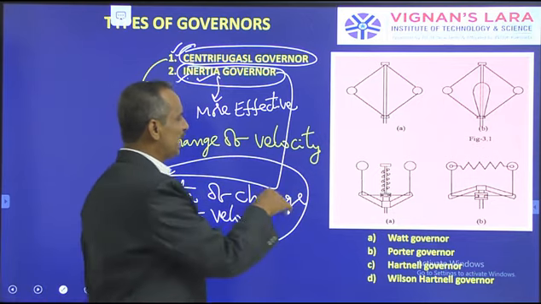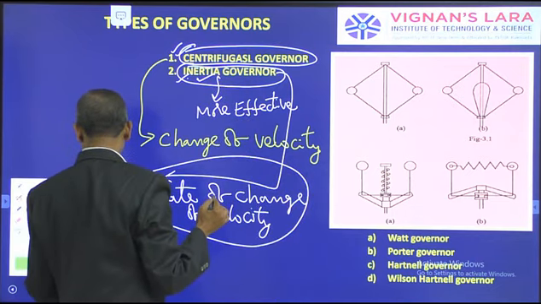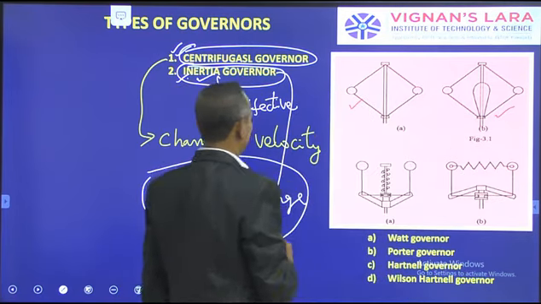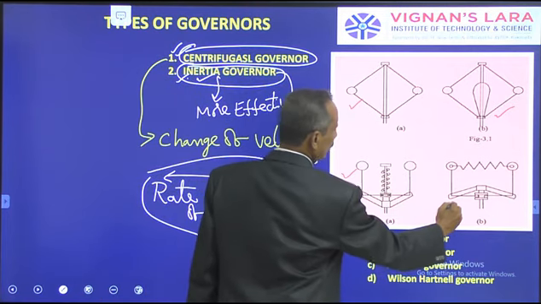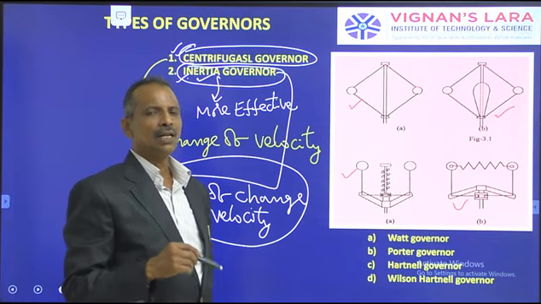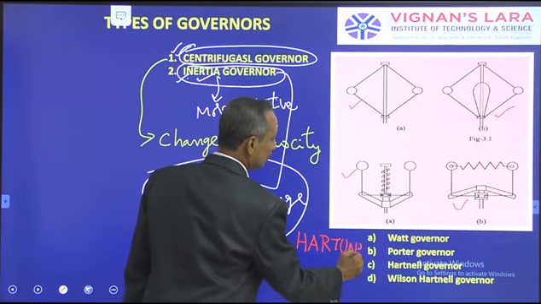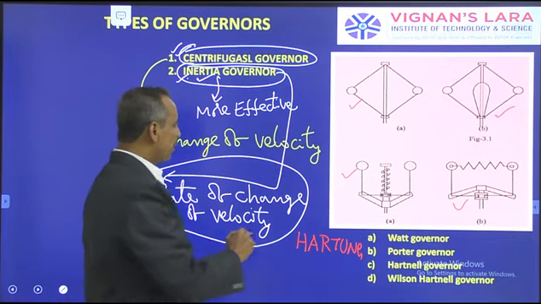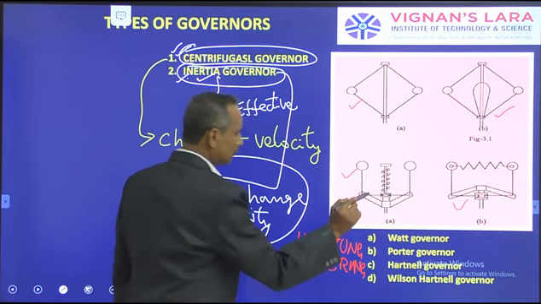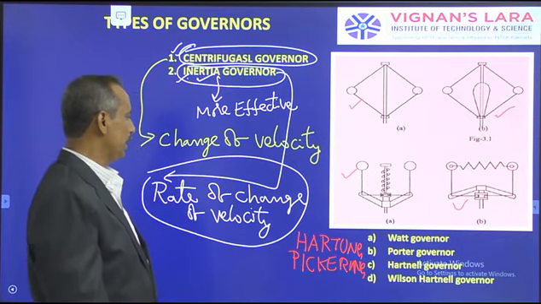So I have shown here 4 types of centrifugal governors. One is called Watt governor. This is the first category, Watt governor. And the second one is Porter governor. The third one, Hartnell governor. And the fourth one is Wilson-Hartnell governor. Of course, we have some more governors like Hartung governor, okay, then Pickering governor, these are once again additional to the above 4 governors, Hartung and Pickering governor.